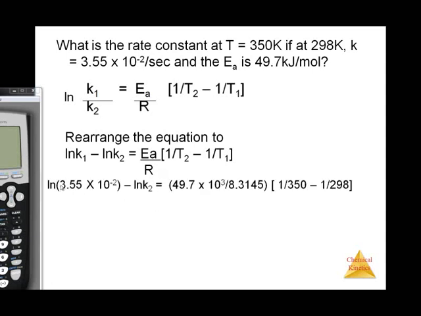Okay? I can plug in what I know and calculate. Right? So here's my log of K1, which is given to me here. I'm trying to find K2. My activation energy is 49.7 kilojoules per mole, but because my R is in joules per mole, I changed this to joules. So I took 49.7 times 10 to the third times 1 over the temperature I'm looking for, minus the temperature that I have a known K for. So let's just plug this in.